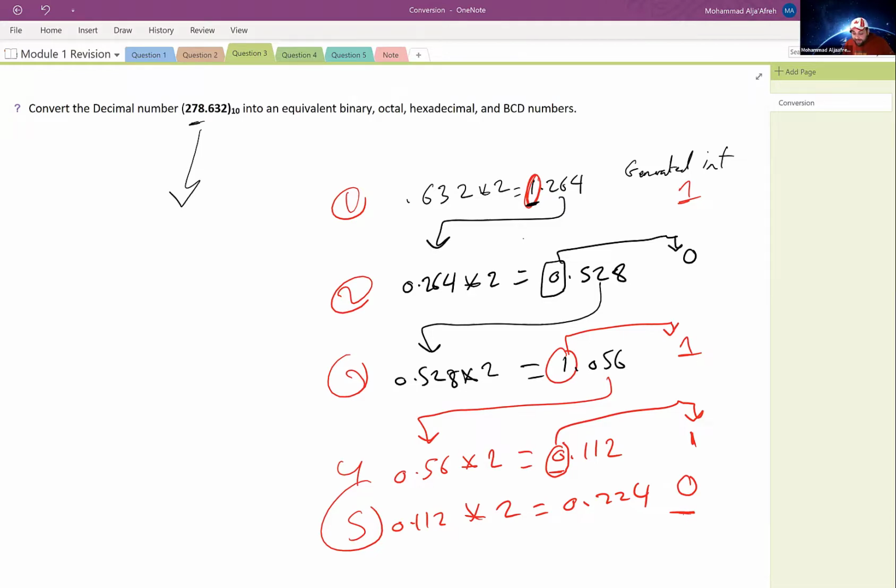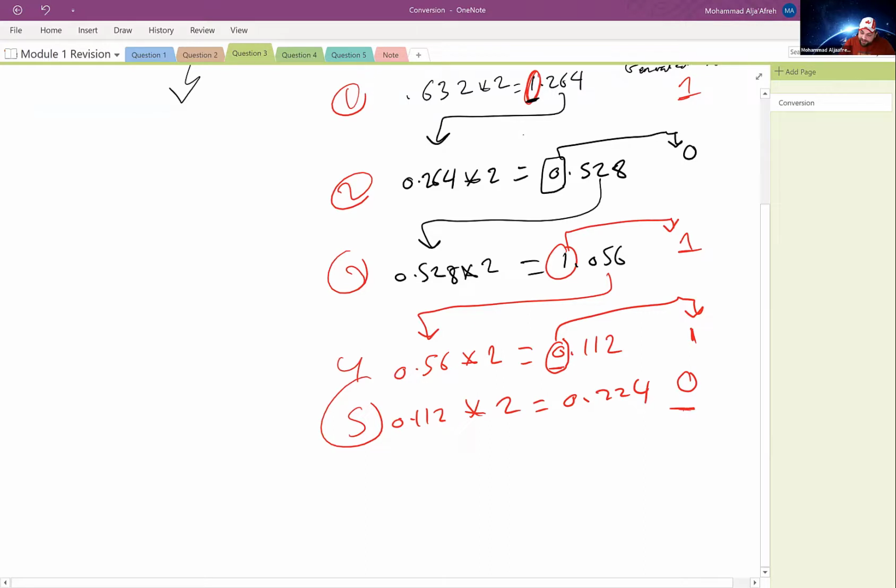If I told you 9 times, then you have to do it again. Take this 0.224 and multiply it by 2 again, and then the answer should be 0.448. And apparently, this is 0 again. And then you keep doing the multiplication process. As you can see, this process may not terminate, so it's usually carried on until a certain accuracy is satisfied.